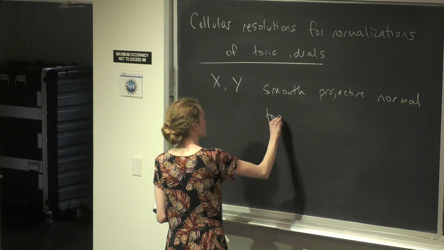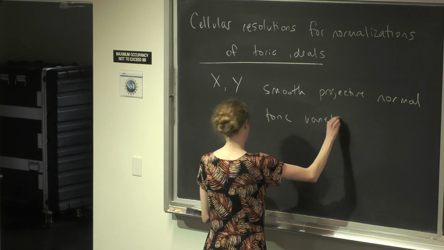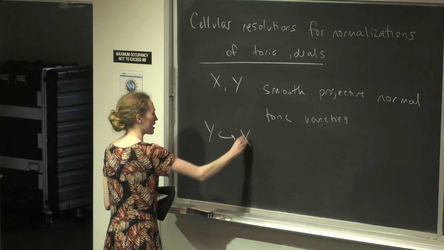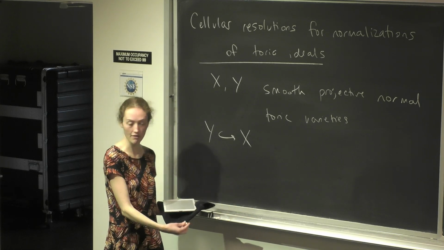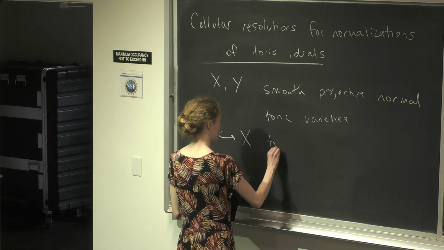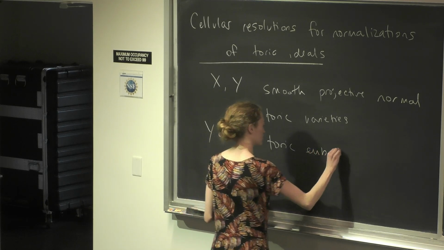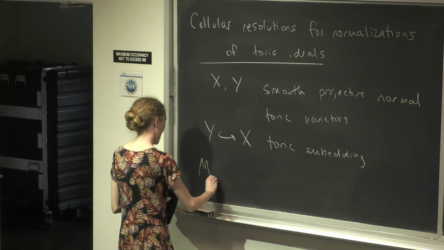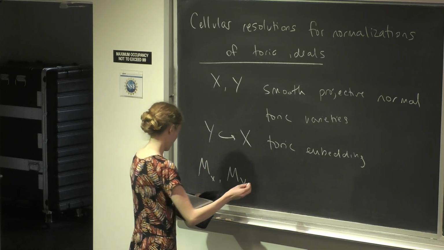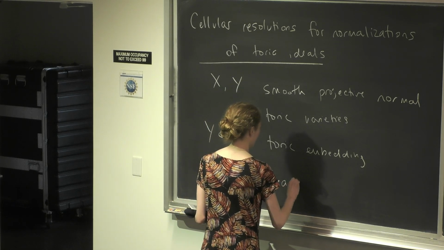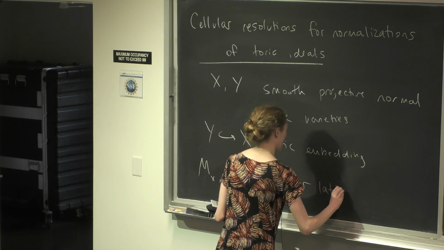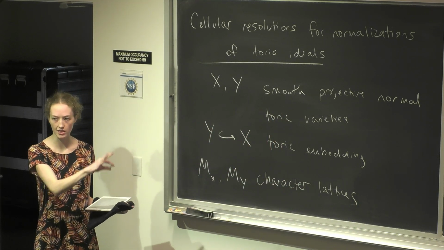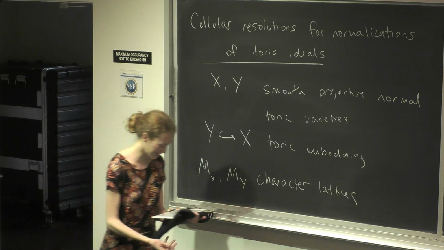normal toric varieties, and an embedding of y in x. So we want y to be a toric subvariety of x. And I'm going to write Mx and My for the character lattices. If you don't know what these things are, probably you'll be able to black box this in a second. We're going to eventually get a lattice.